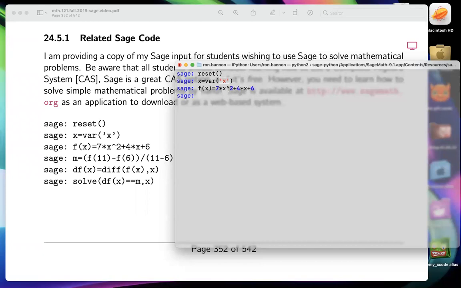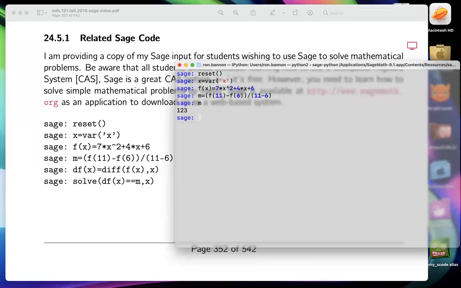All right, next thing I'm going to do is I'm going to say m. M is the slope of the secant line through the points f of 11 minus f of 6. That's the delta f, by the way, divided by 11 minus 6. That's the change in x. All right, let me display m. M is the number 123.